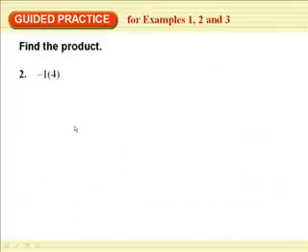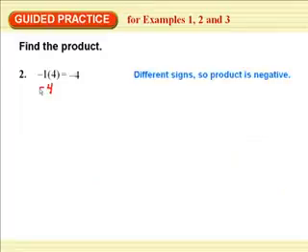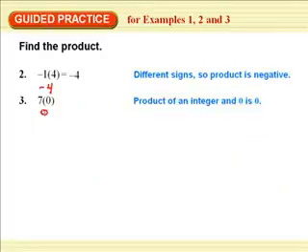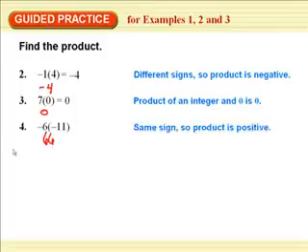Okay, find the product. I'm going to just do the numbers. 1 times 4 is 4. A negative and a positive make a negative. Done. 7 times 0 is 0. Anything times 0 is 0. It's easy. 6 times 11 is 66, and 2 negatives make a positive, so I don't even have to put anything in front of it. That means positive.